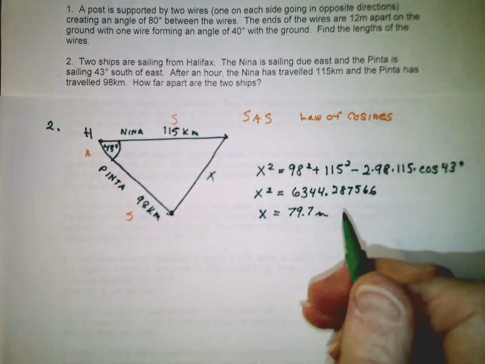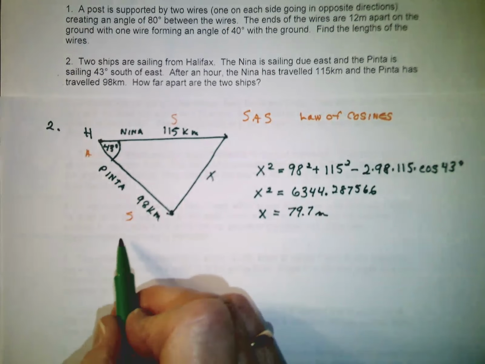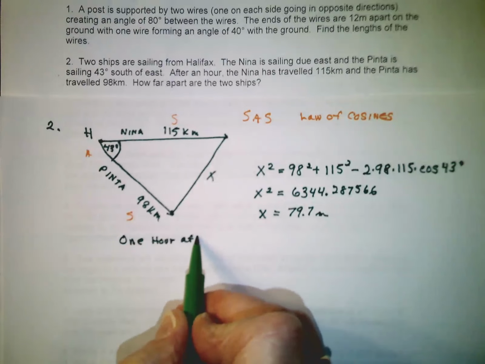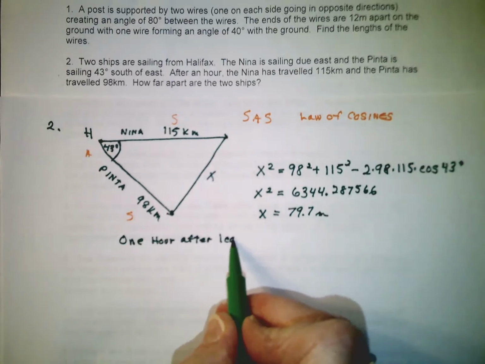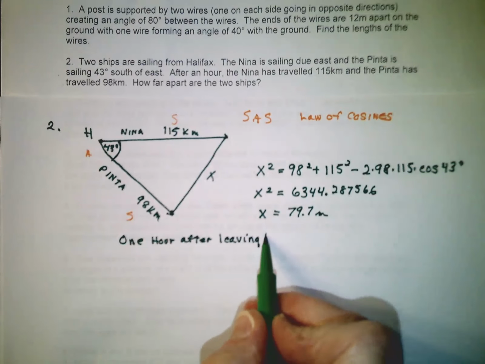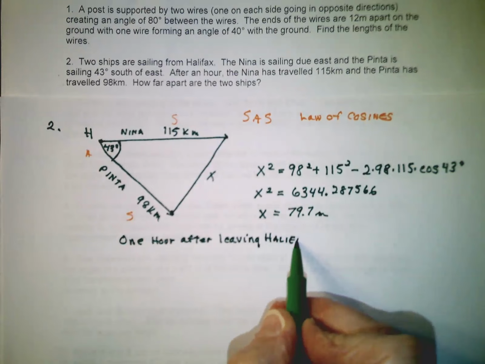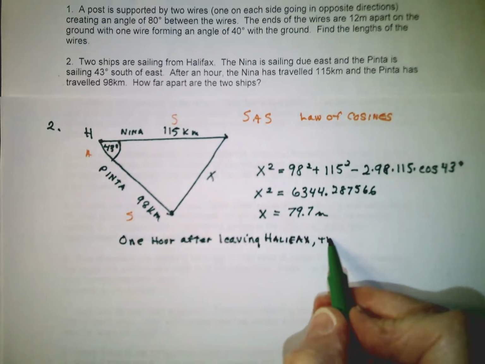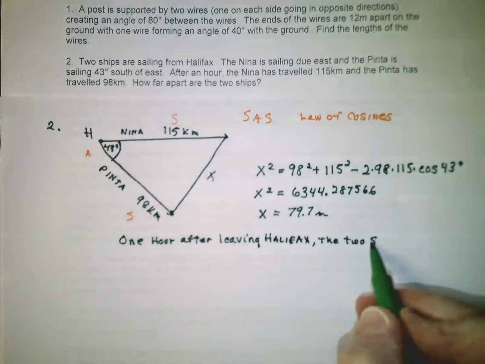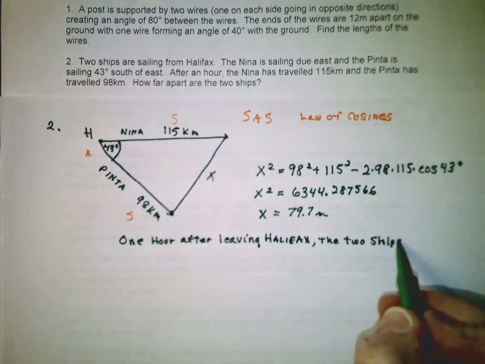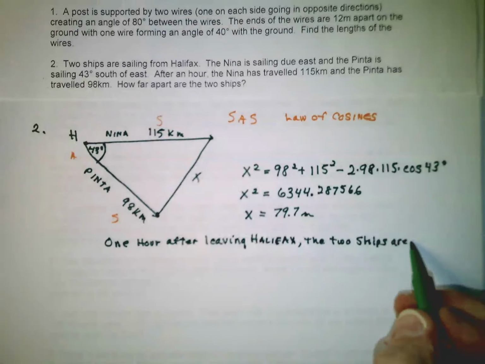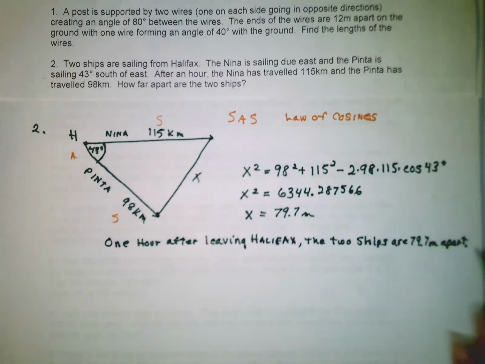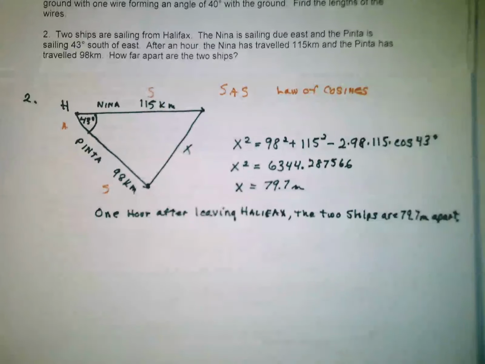Now we need to put that in a sentence. 1 hour after leaving Halifax, it's supposed to say Halifax. The 2 ships are, and we could actually name the ships, 79.7 meters apart. That one wasn't as long as the last one because we only had to find one answer.